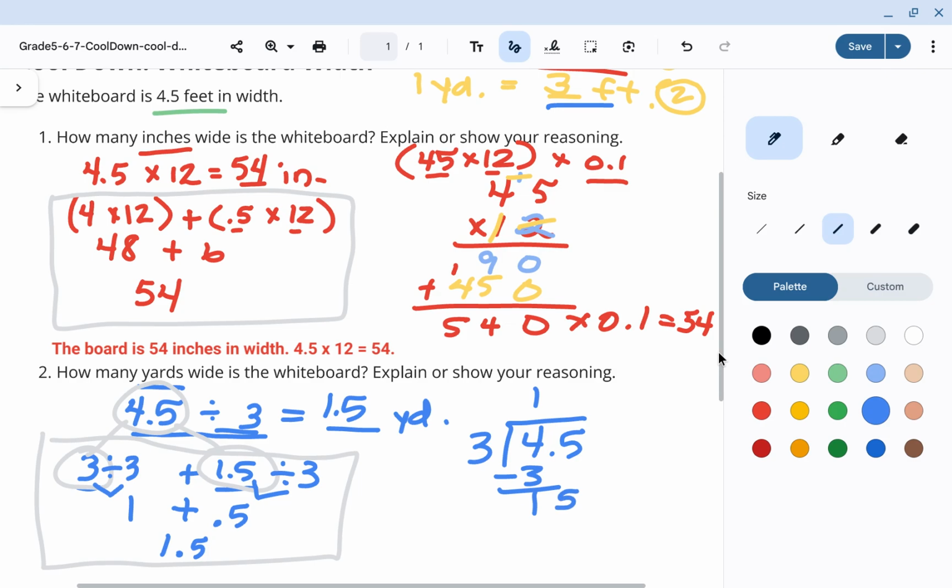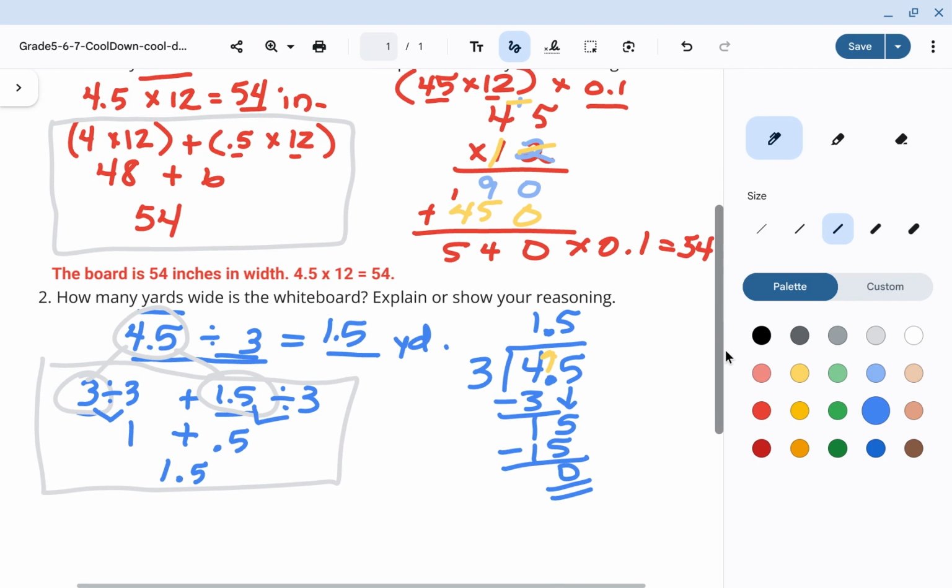And if I have this 5, now how many times will 3 go into 15? Well, it will go in 5 times. And 5 times 3 is 15, so there's no remainder. And I had this decimal here. So I'm going to rocket that decimal straight up, and my decimal will be right here in my quotient. So once again, I've gotten to that exact same answer of 1 1/2 yards.